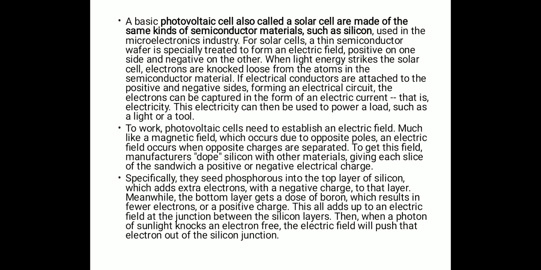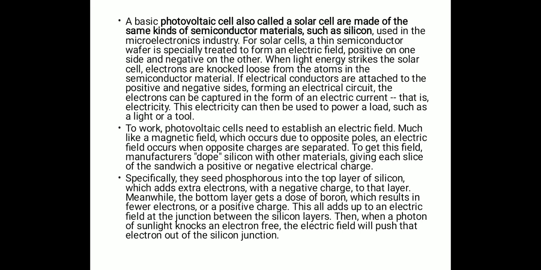To work, a photovoltaic cell needs to establish an electric field. Much like a magnetic field, which occurs due to opposite poles, an electric field occurs when opposite charges are separated. To get this field, manufacturers dope silicon with other materials, giving each slice of the sandwich a positive or negative electrical charge. Specifically, they seed phosphorus into the top layer of silicon, which adds extra electrons, giving a negative charge to that layer. Meanwhile, the bottom layer gets a dose of boron, which results in fewer electrons, or a positive charge. This all adds up to an electric field at the junction between the silicon layers.